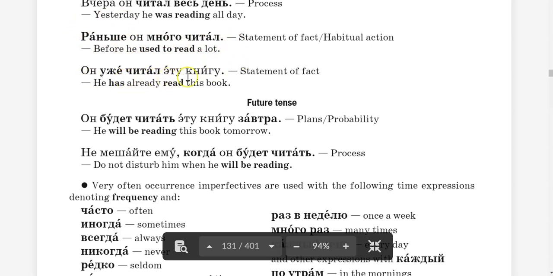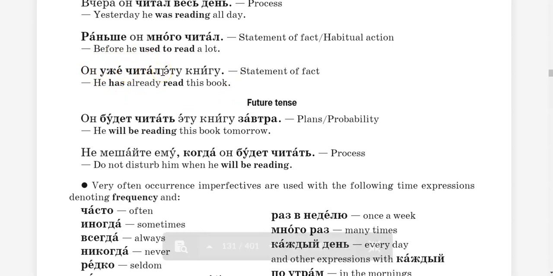Он уже читал эту книгу. He has already read this book. So it's already happened in the past, and we have уже, which means it should be in the past tense. It has already been done.